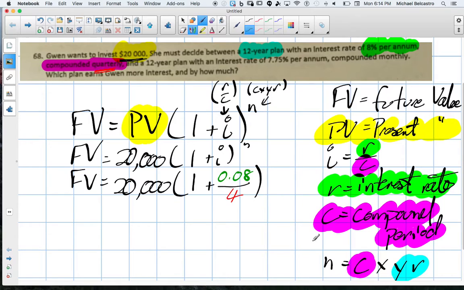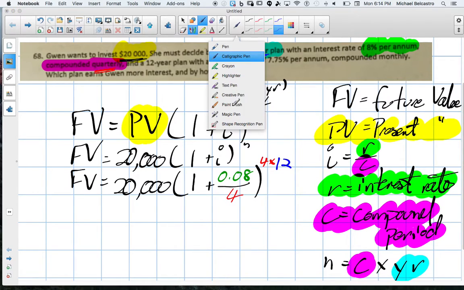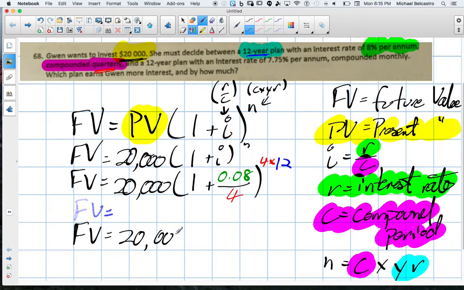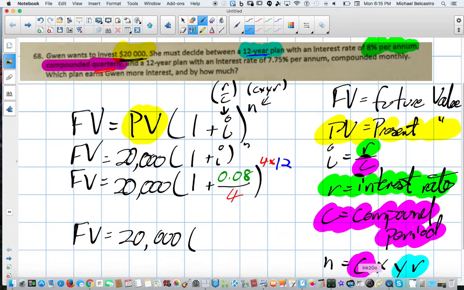And this is all to the power of n. N is your compound period, which is 4 again, times the number of years. And the number of years we said was 12. Okay, so we've now gone about filling in PV, I, which is those 2 variables, and N, which is these 2 variables. The only variable left is our future value. So we run this through the calculator, and it'll tell us what the future value of our investment would be. We'll quickly calculate it here. FV is equal to 20,000. I got a calculator here somewhere. There we go.